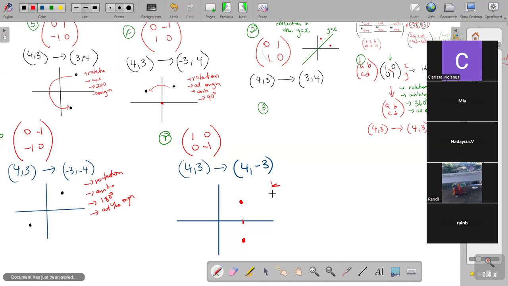This is a reflection. What is it being reflected in? What's the mirror line? They say reflected in the X-axis. So for the reflection in the X-axis, anybody could tell me the equation for the X-axis again? What's the equation for the X-axis? Y is equal to 0. Guess what? That's it.